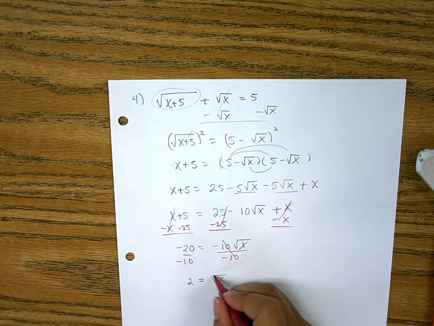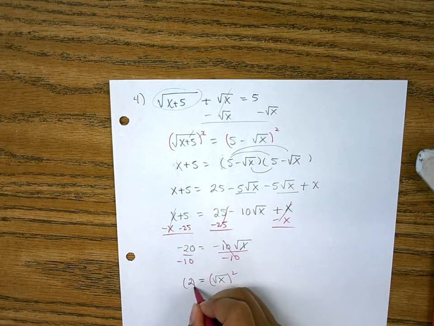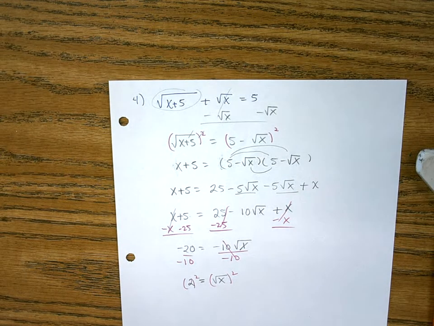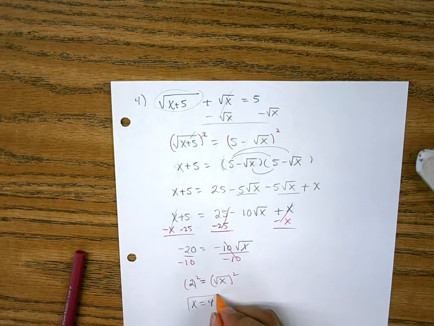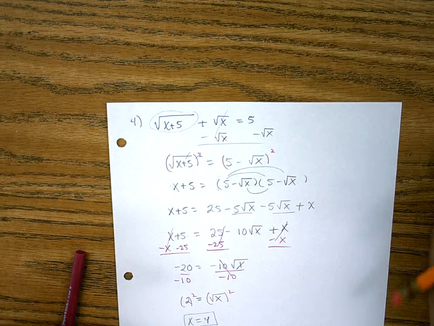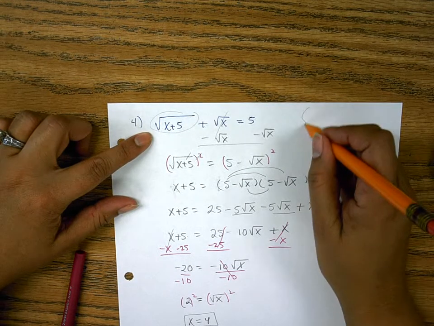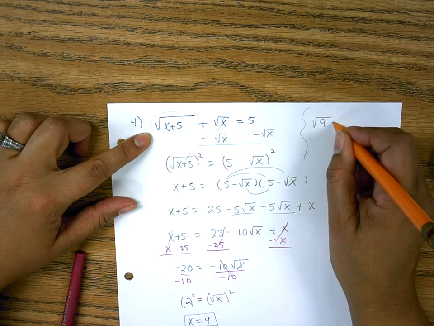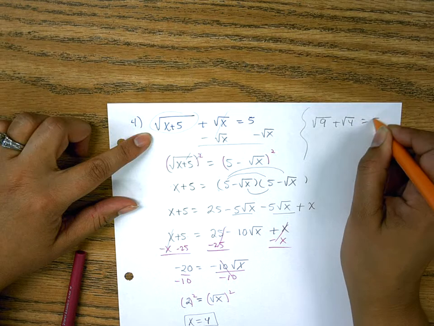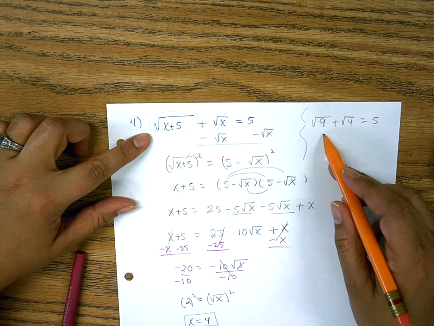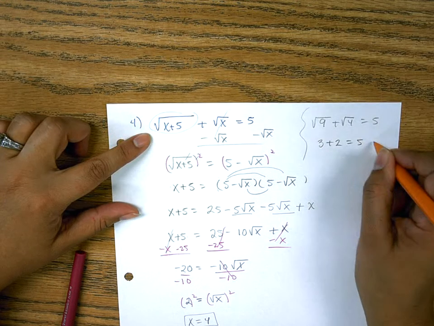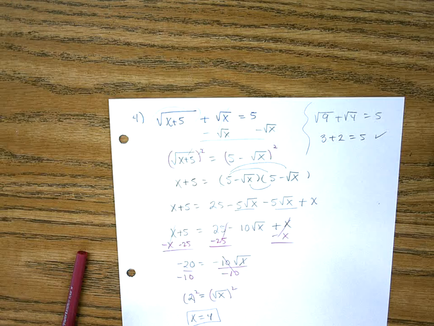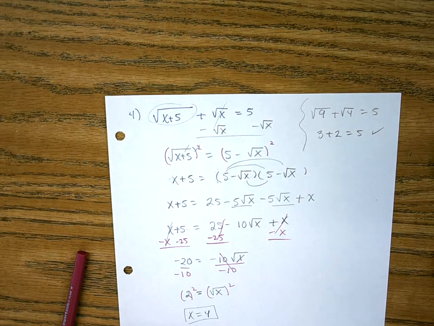This part is easy. I square both sides. 2 squared is 4, so x equals 4. And if you check it, 4 plus 5 is 9, plus the square root of 4, that equals 5. Square root of 9 is 3, square root of 4 is 2, and that indeed does equal 5. So 4 is not an extraneous solution, it works.